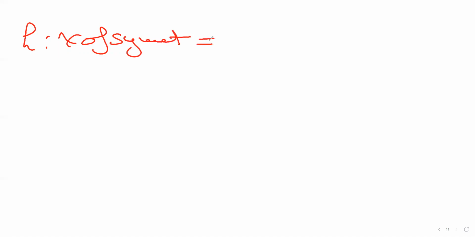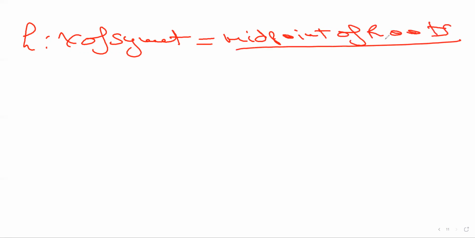It is also the midpoint of the roots. You don't use this way in school, even though it is much easier and 100 times faster than the axis of symmetry, where h equals minus b over 2a. We will see when we use this one and when we use the other.